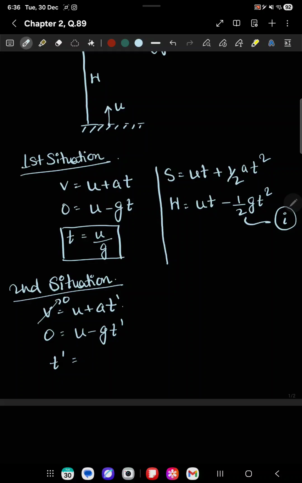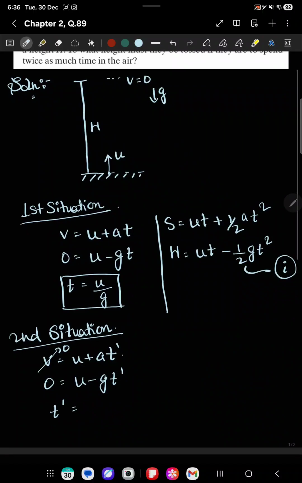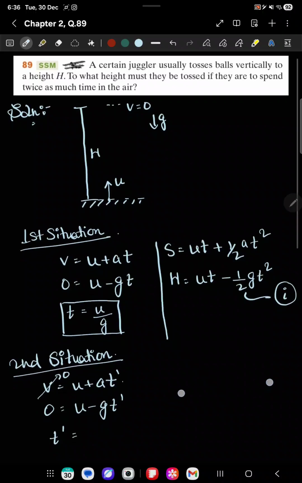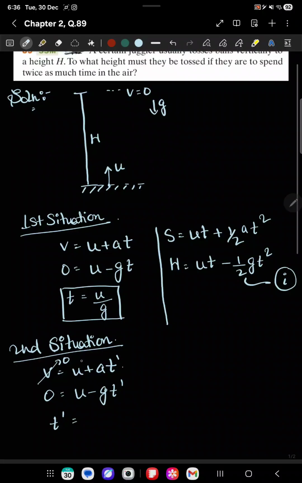One more thing. In the second situation, since it has to stay twice as much time as the initial, the u must be different. So the u I am mentioning here is different, and I am calling it u dash, right? So here t dash will be u dash upon g for the second situation.